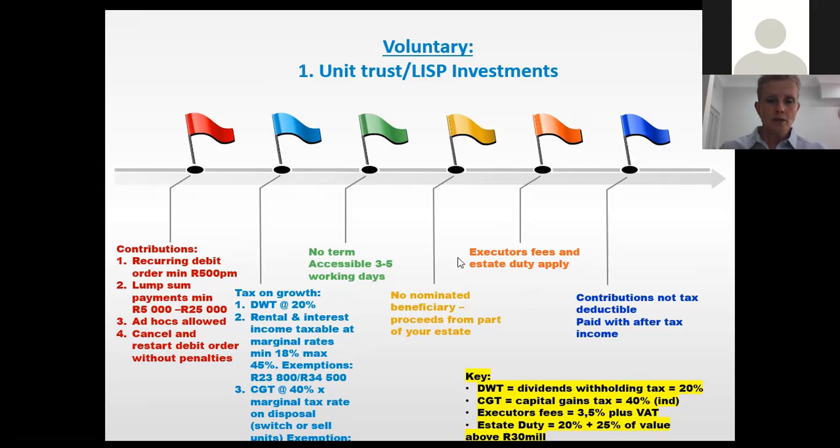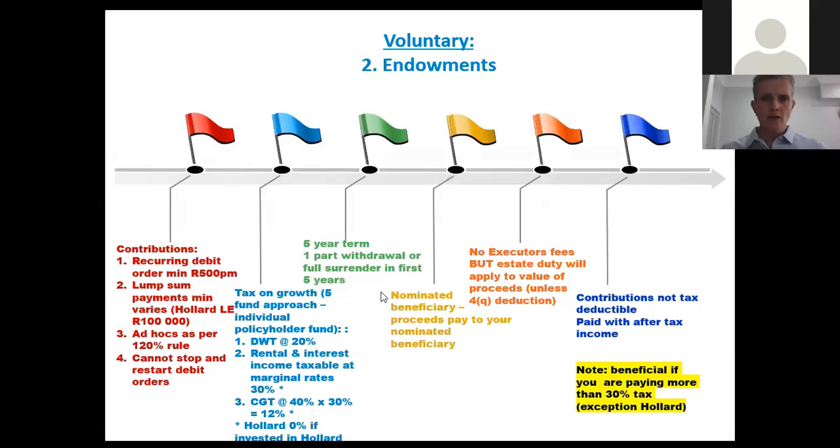So that's unit trust and LISP investments in a nutshell, and I'm going to run through the other 7 pre-retirement products in a similar way. So bear with me, and I'll go a bit quicker now because obviously you understand my concept. So the next voluntary product would be an endowment, and I think everybody knows an endowment. It's been around for many, many years. I think it's been terribly missold, unfortunately, in my experience, and people are under the impression that the proceeds are tax-free, which is definitely not the case.